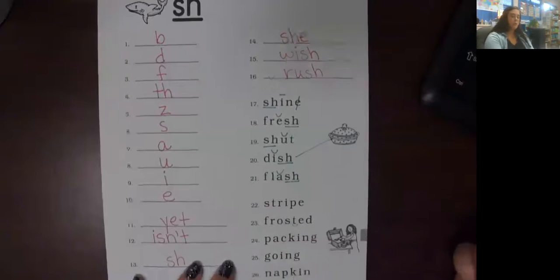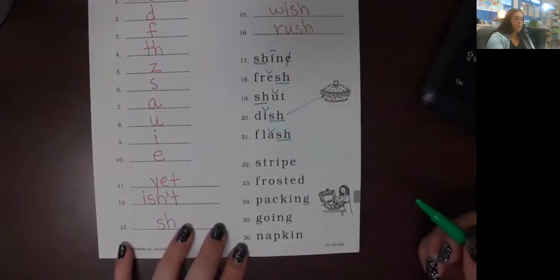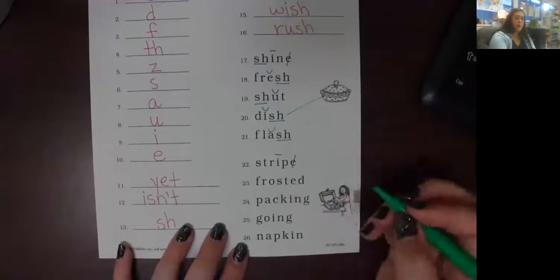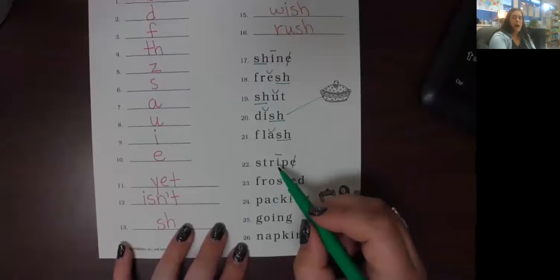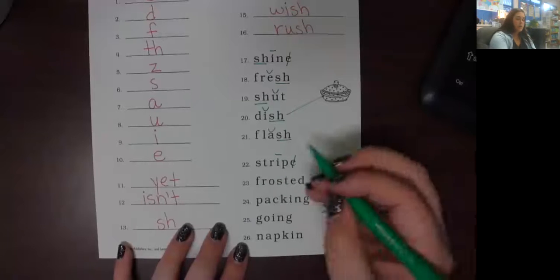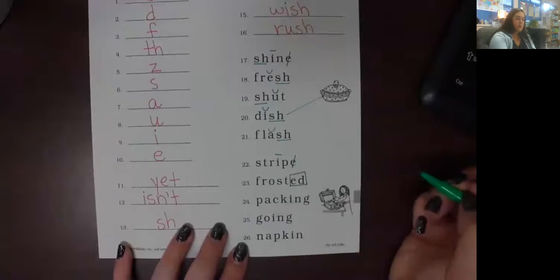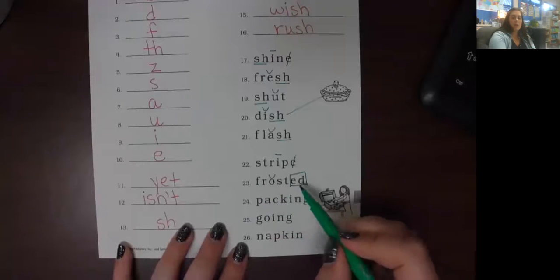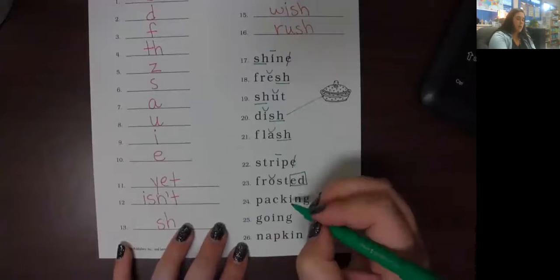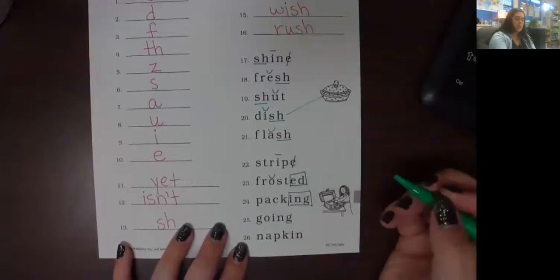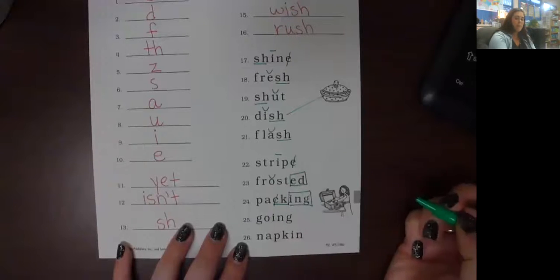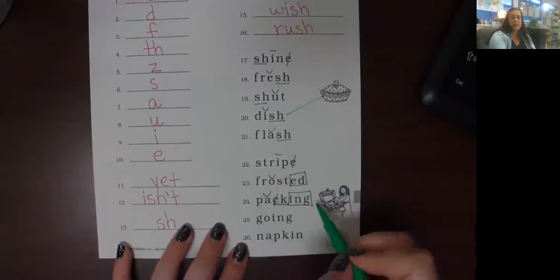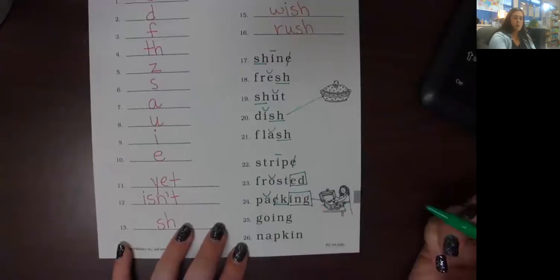Flash, flash. Then down at the bottom, these are review words. I have I, consonant E, so we cross out sneaky E, macron on the I. Stripe, stripe. Next one, we have suffix ed, we box it in, and the O gets abbreviated. Frosted, frosted. The next one, we have suffix ing, box it in, digraph CK, and the A gets abbreviated. Packing, packing. There's our picture.